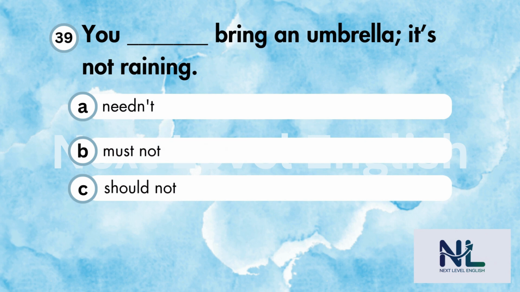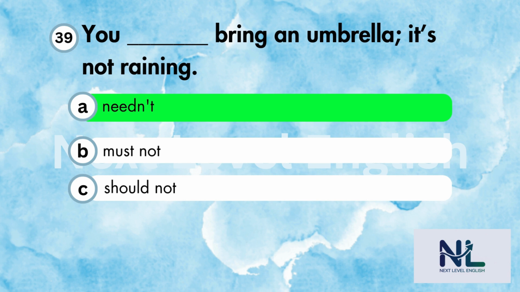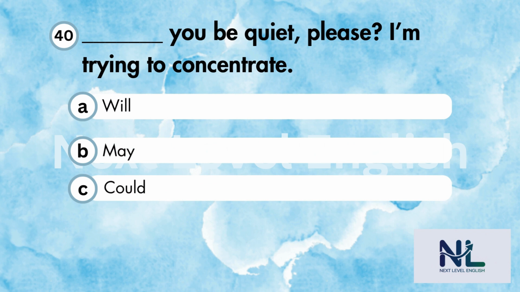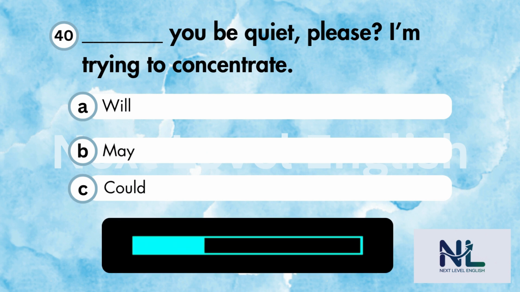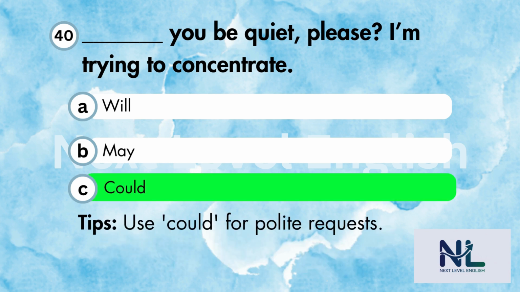39. You bring an umbrella, it's not raining. Needn't. Tips. Needn't expresses absence of necessity. 40. You be quiet, please? I'm trying to concentrate. Could. Tips. Use could for polite requests.